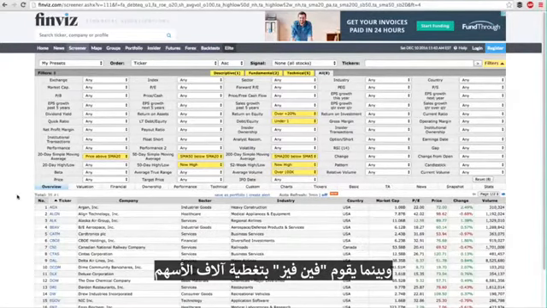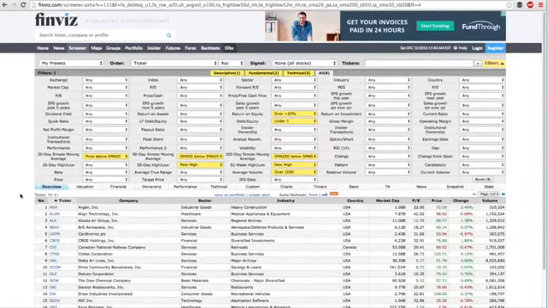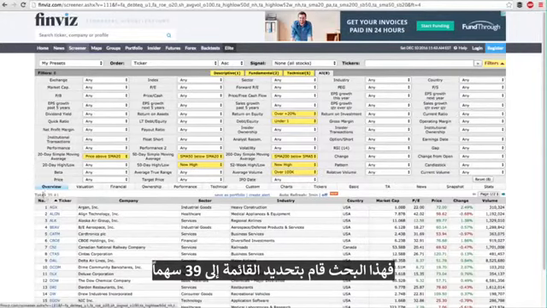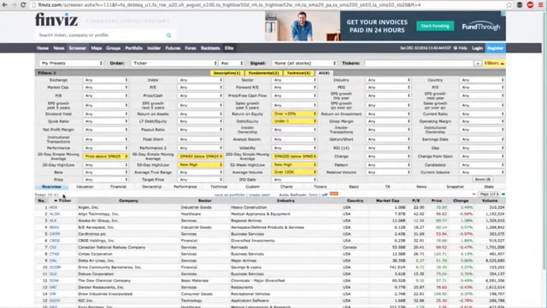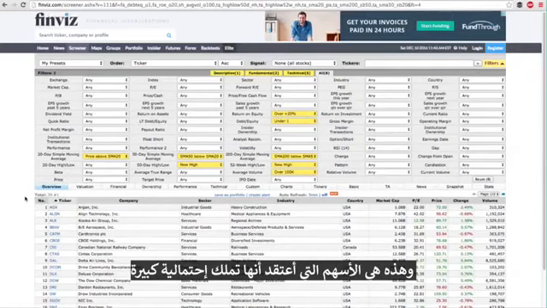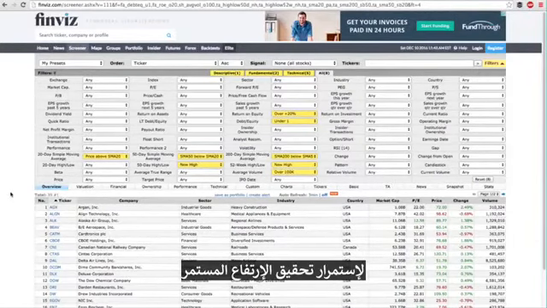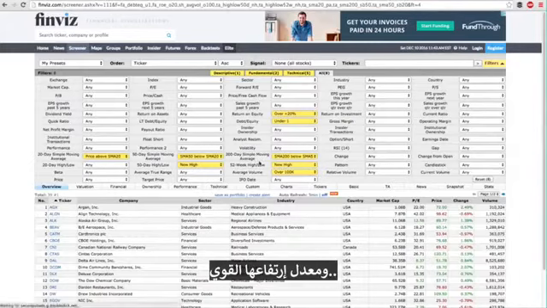While Finviz covers thousands of stocks, these criteria have narrowed us down to a list of 39. These are the 39 stocks that I think have a high probability of continuing to break out in an uptrend due to their liquidity, strong fundamentals, and strong technical uptrend.